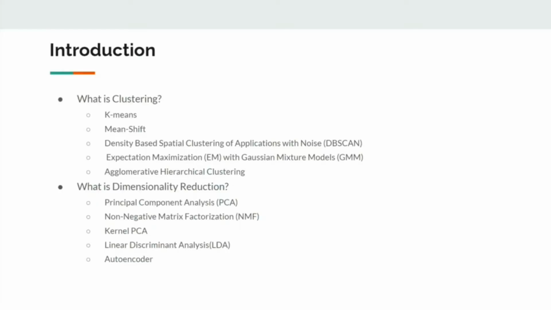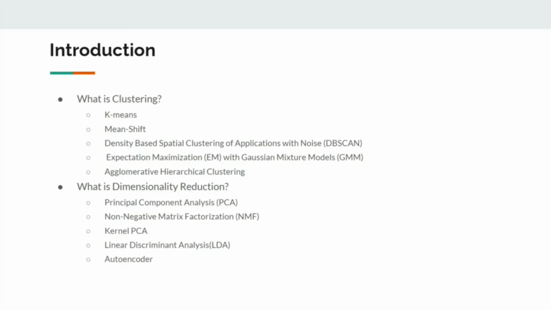presentation. What is clustering? Cluster analysis is the task of grouping a set of objects in such a way that objects in the same group are more similar to each other than those in other groups. It is a main task of exploratory data analysis and a common technique for statistical data analysis, used in many fields including pattern recognition, information retrieval, machine learning, and etc. Here are the most used clustering algorithms: k-means, mean shift, DBSCAN, EM with GMM, and agglomerative hierarchical clustering.